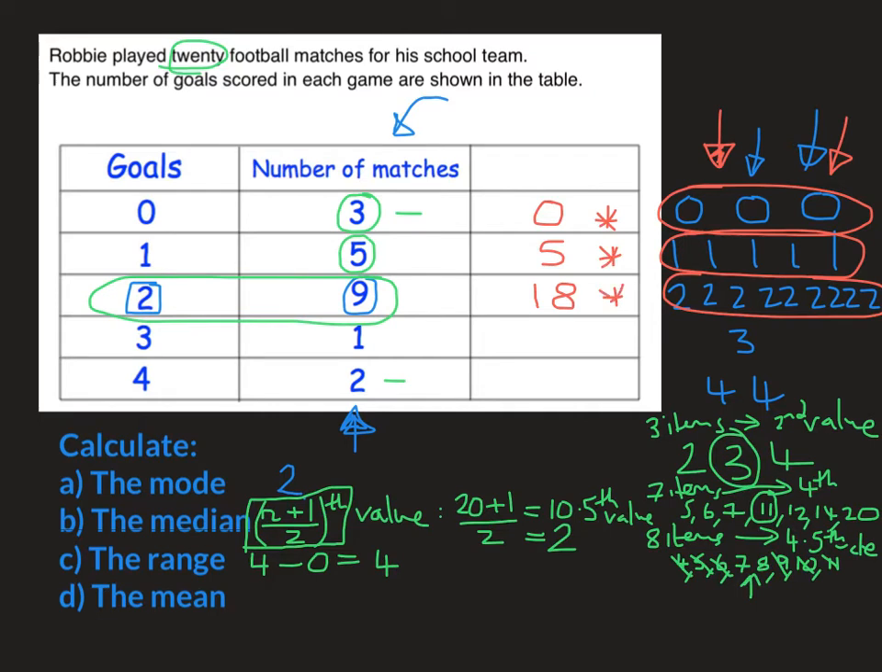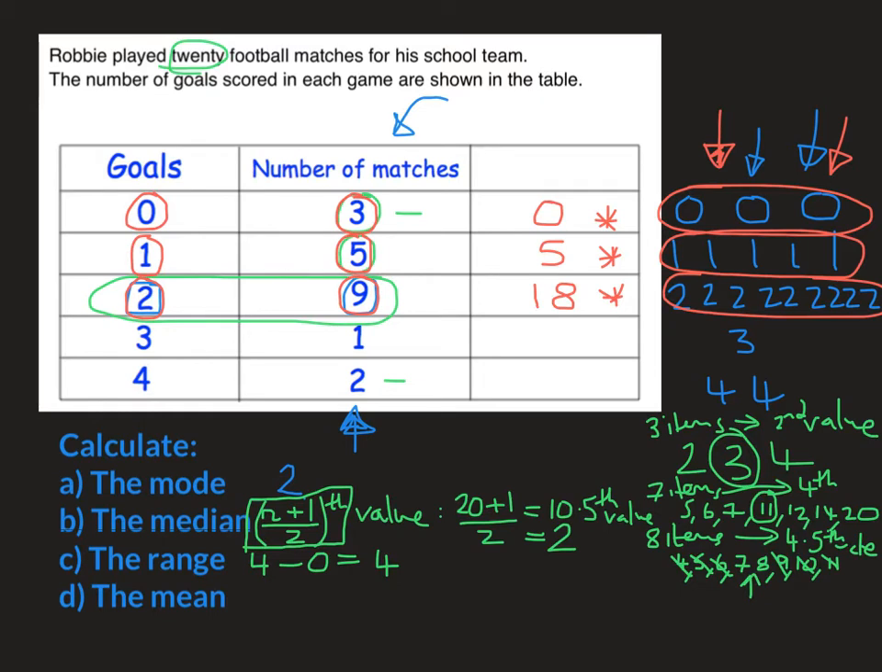Well, 3 lots of times we had 0 goals. So 3 times 0 gave us the 0. 5 matches, they scored 1 goal. So in total, the amount of goals there, 5 times 1 is 5. In 9 matches, he scored 2 goals. So in total, across those 9 matches, he scored 18. So 9 times 2 is 18.